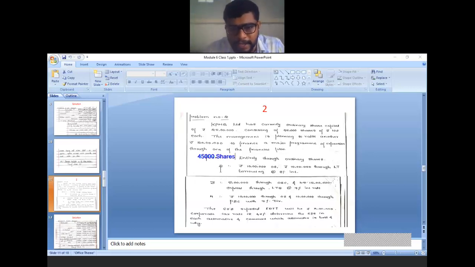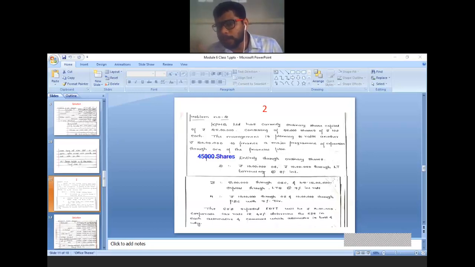Now in the case of the second plan, read the second plan. 10 lakh rupees OS. OS means what? Ordinary share. 10 lakh rupees ordinary share, comma, 10 lakh rupees through long term borrowings at 8% interest. Long term borrowing means debenture capital. Don't forget. How much percentage? 8% interest. Now additional capital, how much have they used? 20 lakh. In that 20 lakh, 10 lakh equity shares and 10 lakh debenture.